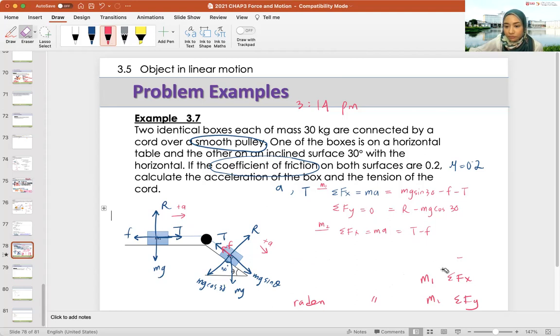Radin. Net Fy equals to 0. Okay. Which is equal to R minus mg.